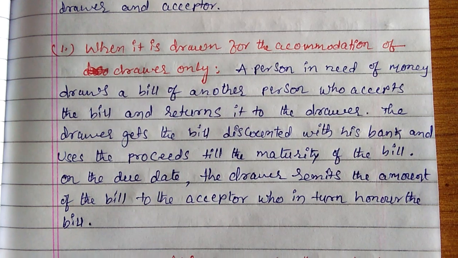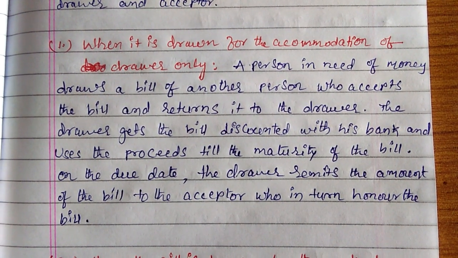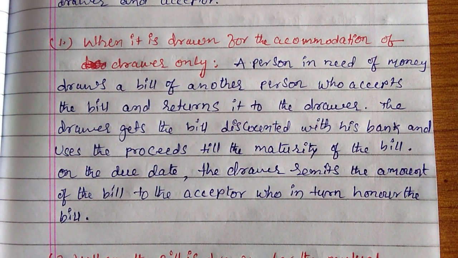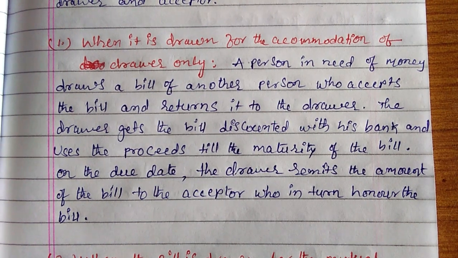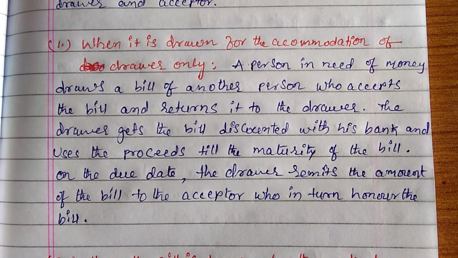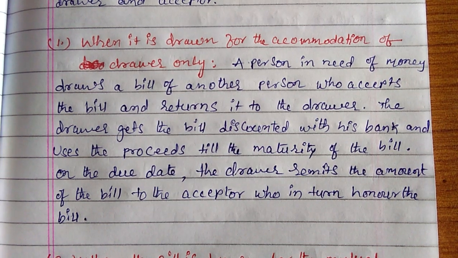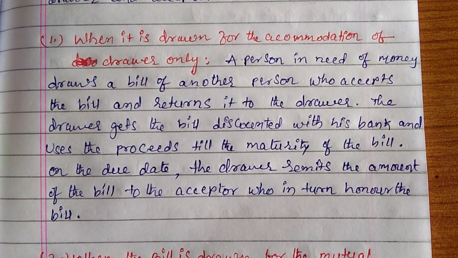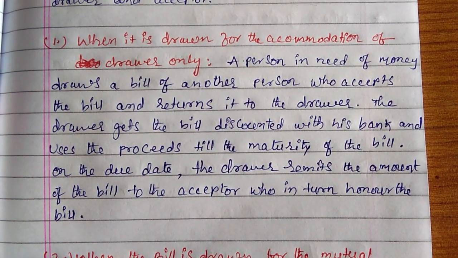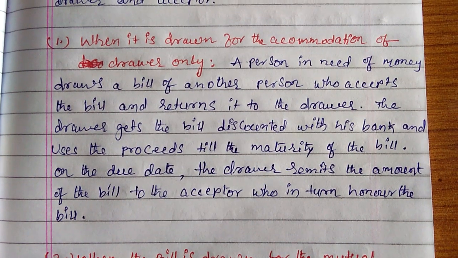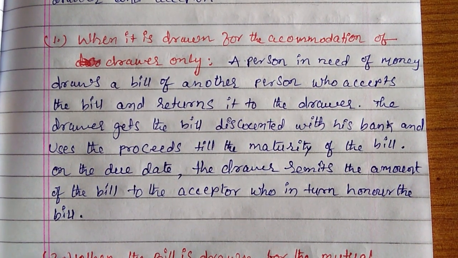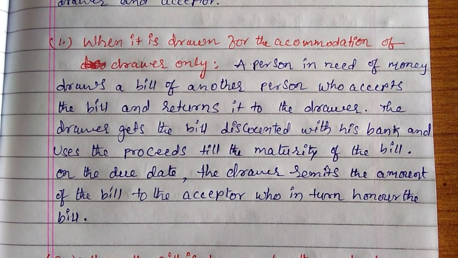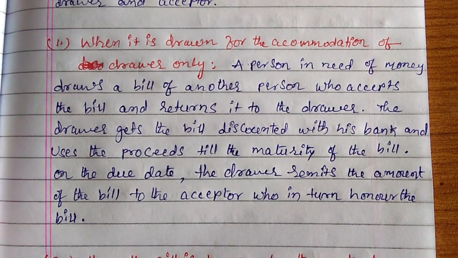So, the first one is when the bill is drawn for the accommodation of the drawer only. A person in need of money draws a bill on another person who accepts the bill and returns it to the drawer. The drawer gets the bill discounted with his bank and uses the proceeds till the maturity of the bill. On the due date, the drawer remits the amount of the bill to the acceptor, who in turn honors the bill.